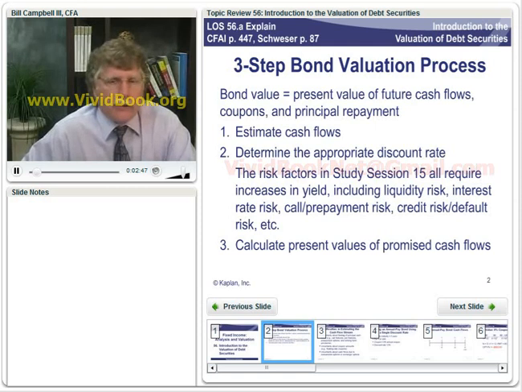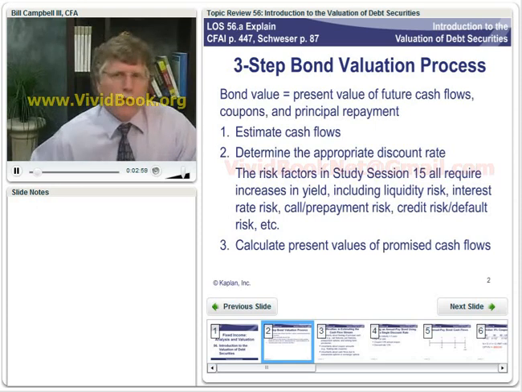Finally, take the cash flows, discount all of those back to today at the discount rate that you determined, add those all up, that's the value of the bond today. Straightforward idea, sometimes a little bit of work involved, but conceptually not too difficult.